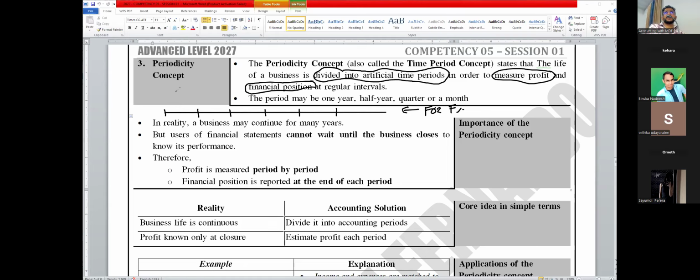Accounting period. Then what can I do? I can recognize the income and expenses among this period. I can recognize the assets and liabilities as at this date. That is the artificial time period.